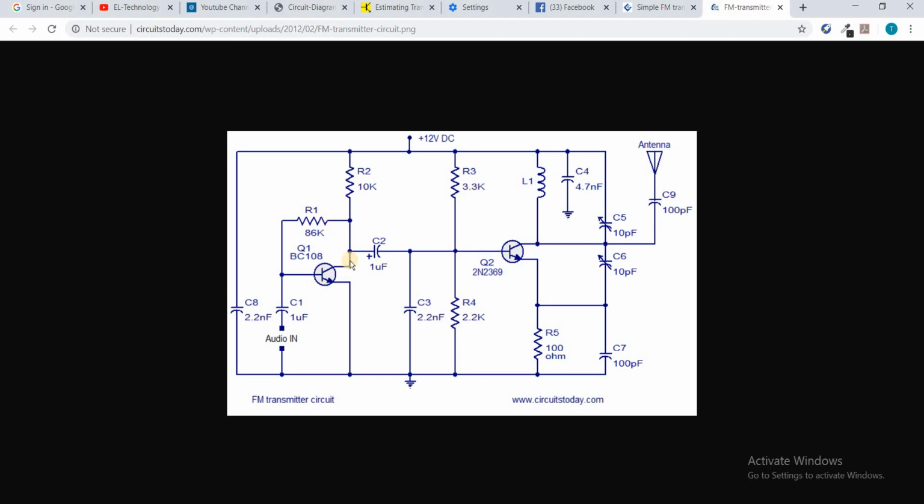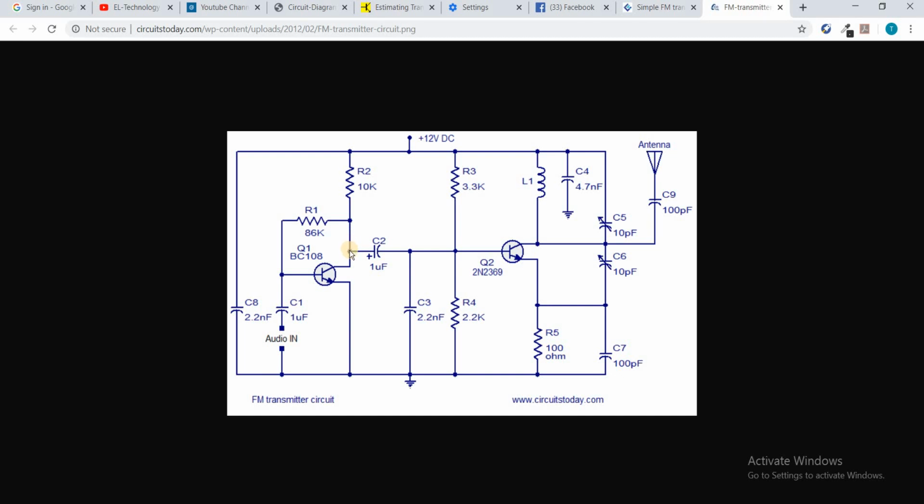And this transistor is the component that amplifies or pre-amplifies the signal sent through the audio in terminal. It amplifies it to a reasonable signal that can be sent through the transmitter. This R1 is the collector base bias resistor. It biases the base of the transistor, and with the help of the input signal through the audio in, the signal will be amplified.